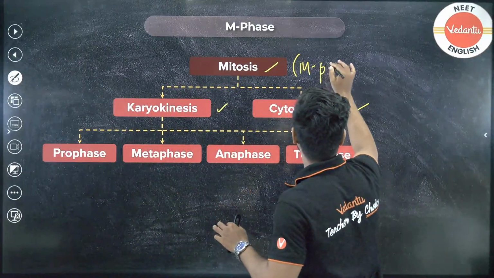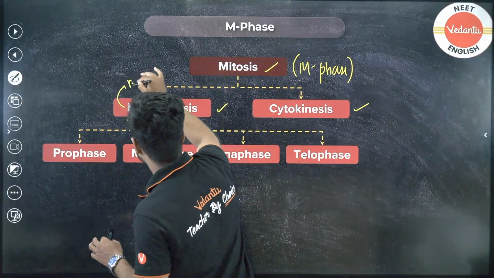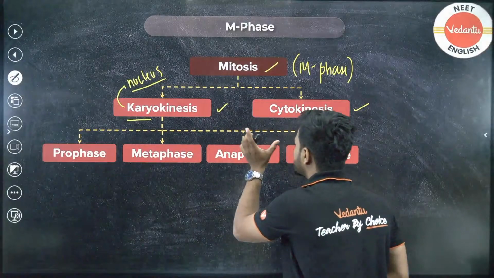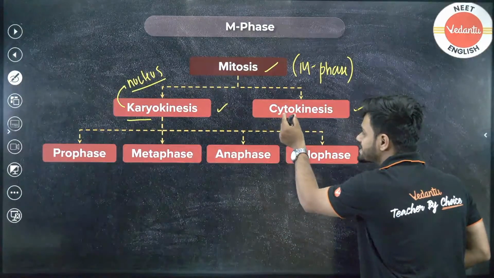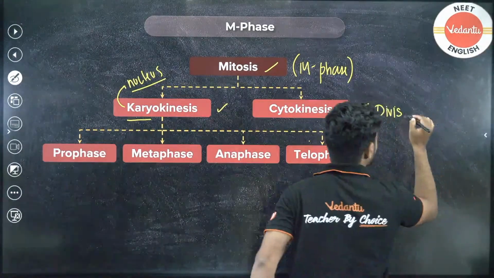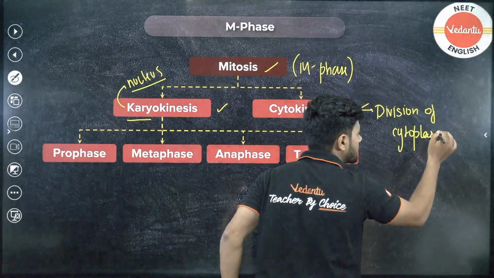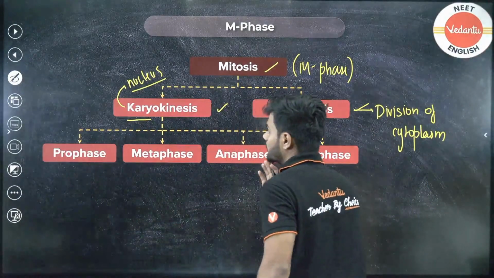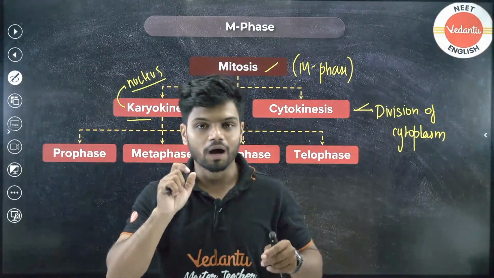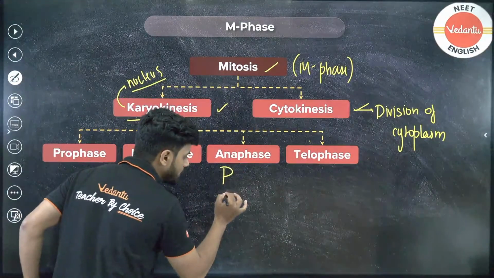Cheirokinesis and cytokinesis. Now, what is the meaning of chiro? Chiro means nucleus. So, cheirokinesis is division of the nucleus. Cytokinesis is what? Cyto means cytoplasm, and kinesis means division. So, this is division of the cytoplasm. Now, cheirokinesis is divided into 4 stages. How many stages? 4 stages. How do you remember this? Simple example: PMAT. It's called PMAT, that is P-M-A-T.